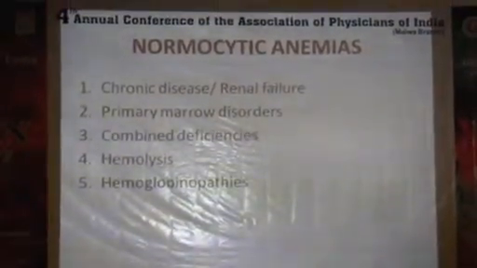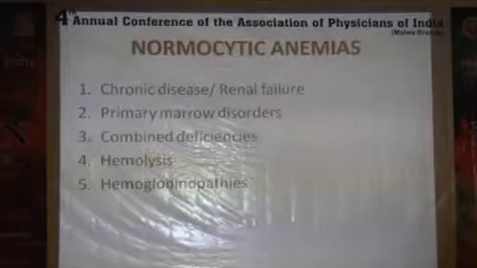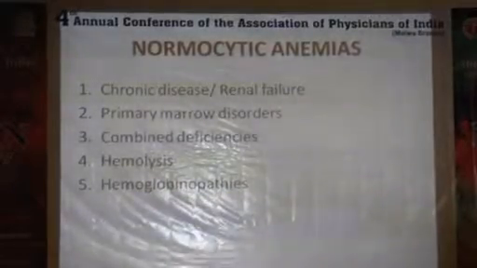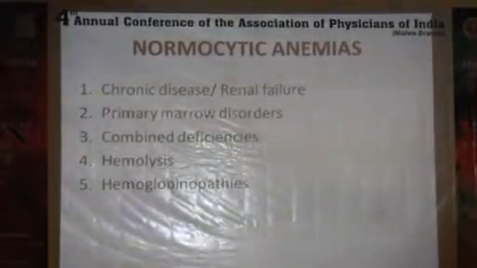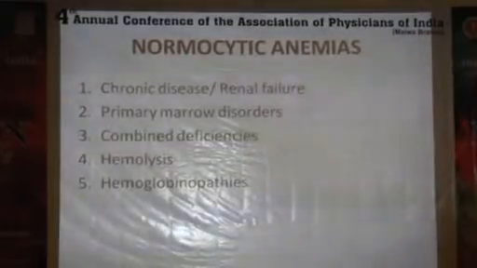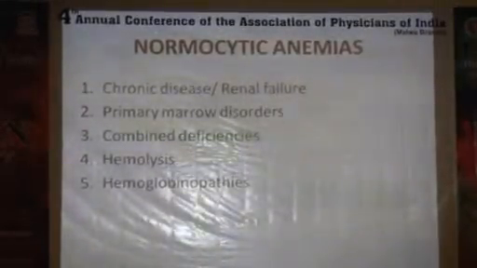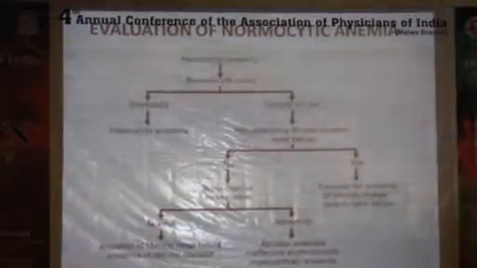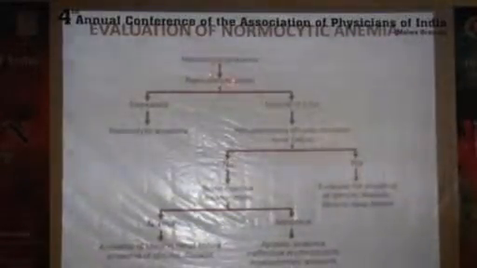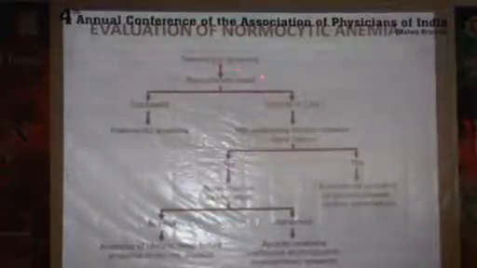Third is the normocytic anemia. The most common cause is chronic disease, renal failure, primary marrow disorders, and if you have a combined deficiency of B12, folate and iron, right? This is the routine evaluation, right? Again, see, we start with the reticulocyte count. This is such an important test.